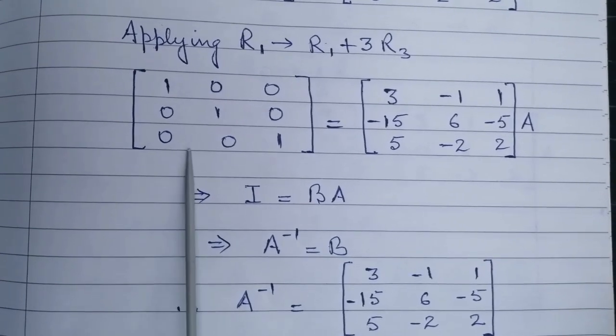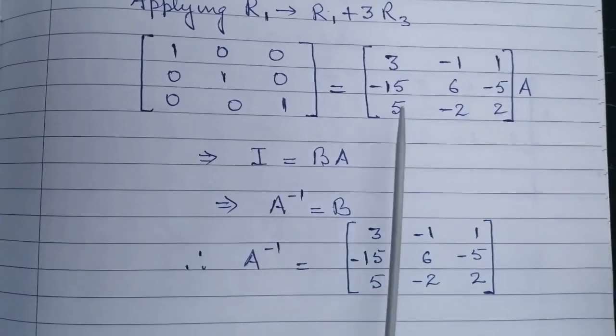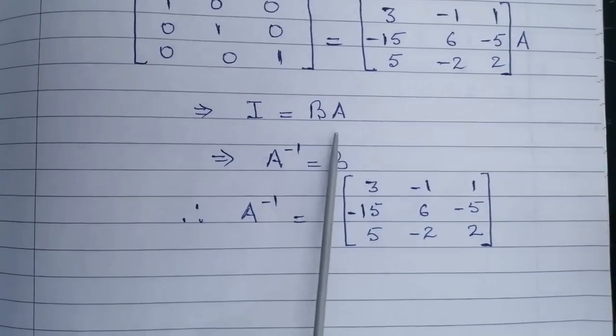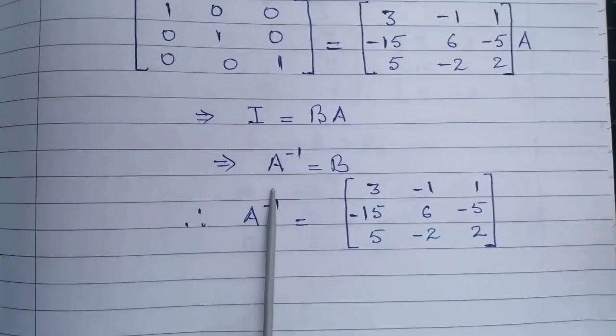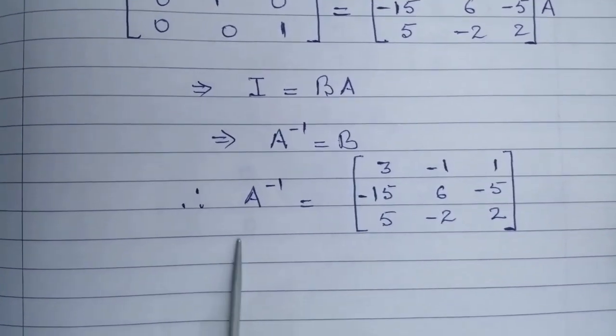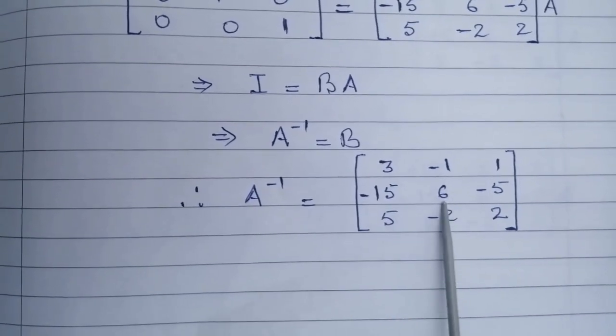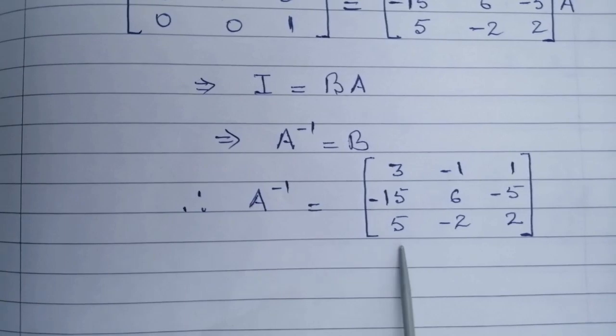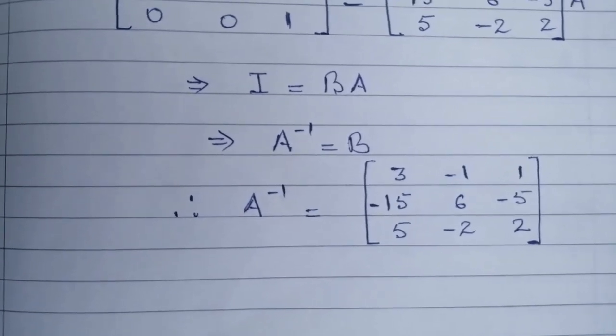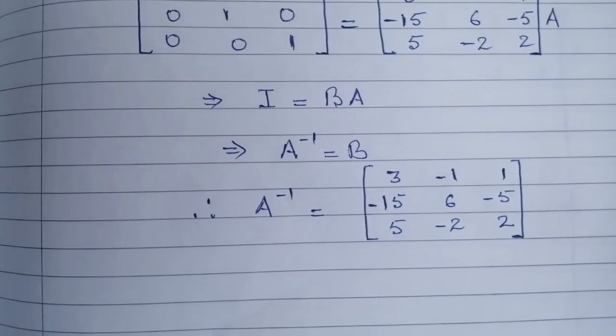So since we have got the identity matrix on this side, right, we get the form I is equal to B into A. Therefore A inverse should be equal to B. Hence A inverse is equal to the matrix 3 minus 1 1, minus 15 6 minus 5, and 5 minus 2 2, right? I hope you have understood.